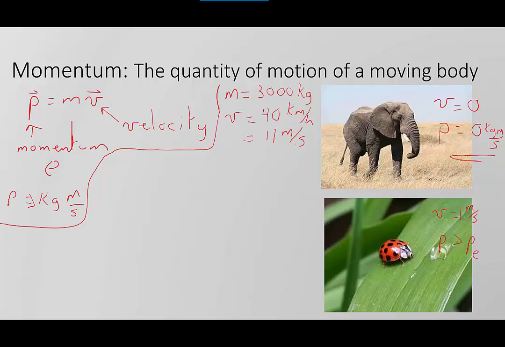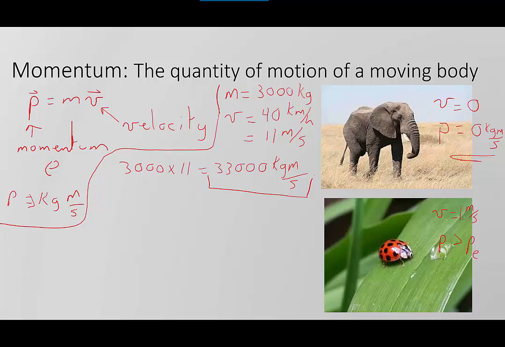So let's find out how much momentum an elephant has. Well, 3,000 times 11, 33,000 kilogram meters per second. That's an awful lot of forward momentum that we have in this elephant as it's coming towards us, just sauntering towards us. I'm really not sure that we could even stop that, let alone a ladybug having that much momentum.